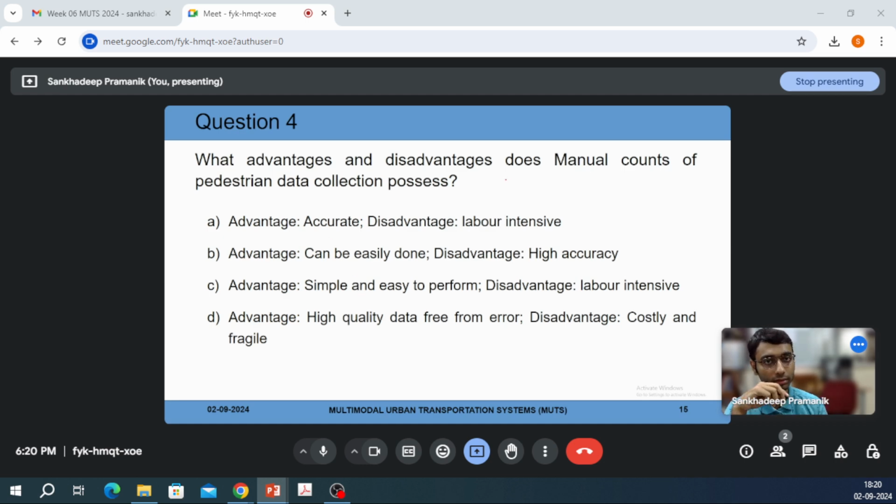So in this case, it is asking for manual counts. Manual counts is easy to perform, and the disadvantage is labor intensive. Option C will be the correct answer.